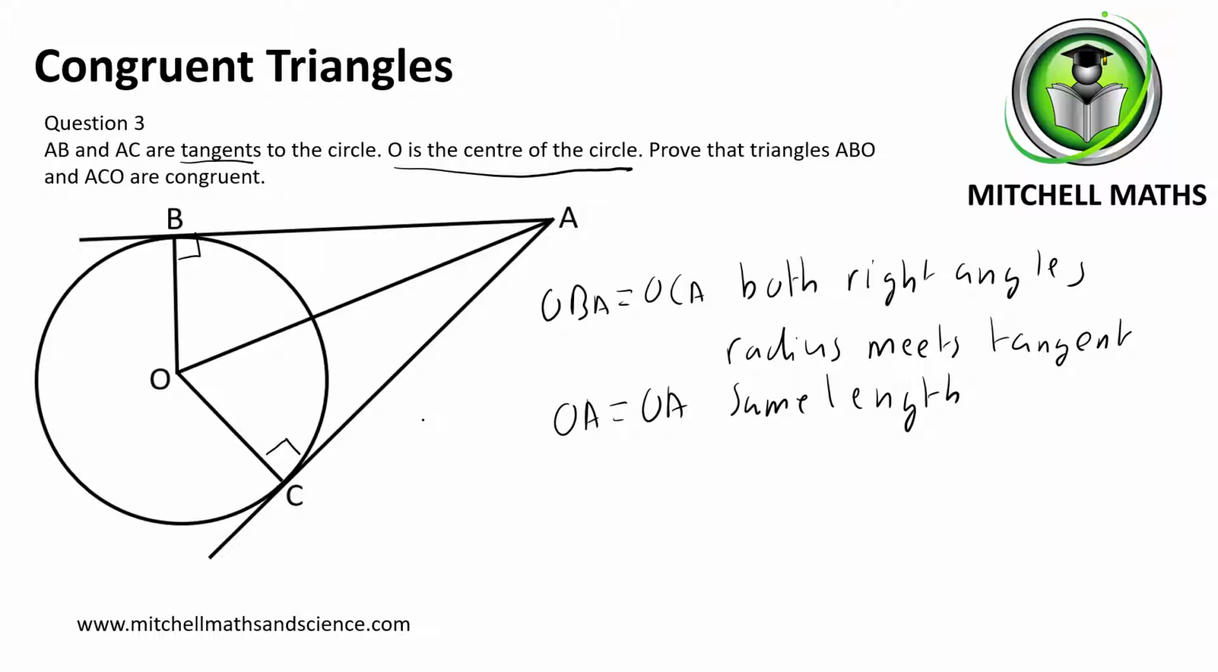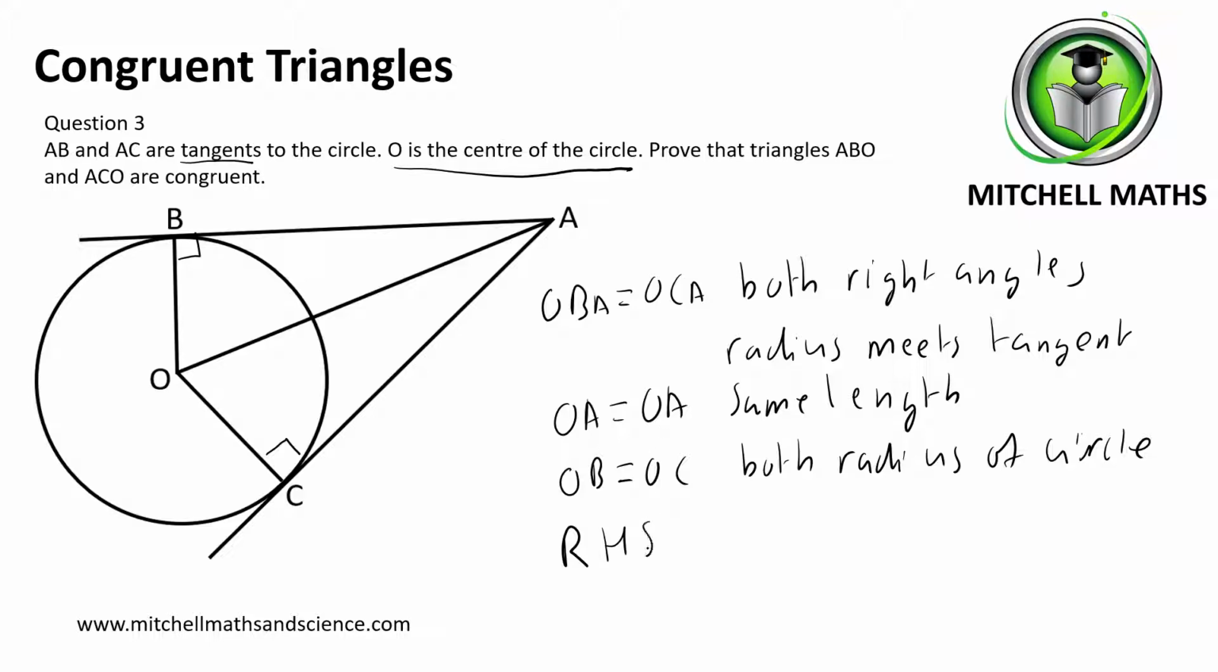And then we need to prove that one of the other sides is equal. Well, we can see that they both contain a radius, OB and OC. And it doesn't matter where the radius is in a circle, the radius is the radius, so it stays the same. So both radius of circle. So what we've done is we've proved that it has a right angle, that the hypotenuse is equal because that's the same length, and one of the sides is equal because OB and OC are both the radius of the circle. Therefore, we've got RHS.